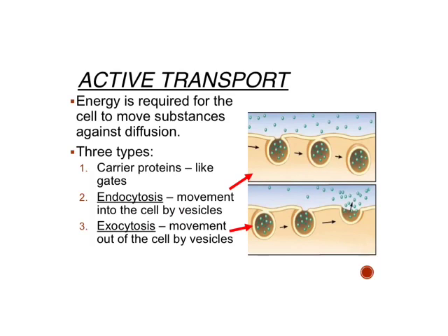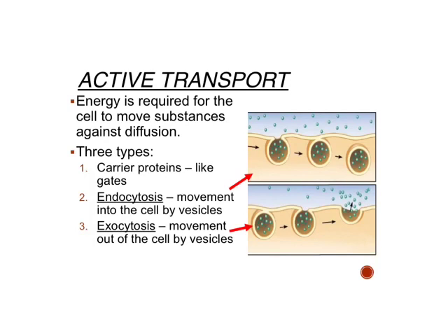Endocytosis is the movement of molecules into the cell through vesicles. We've seen this word vesicle before. This example is shown here, where all of these little molecules are coming in near the cell membrane. The cell membrane begins to fold. Eventually it pinches off, and now we have a vesicle with all of the particles inside. That's called endocytosis.